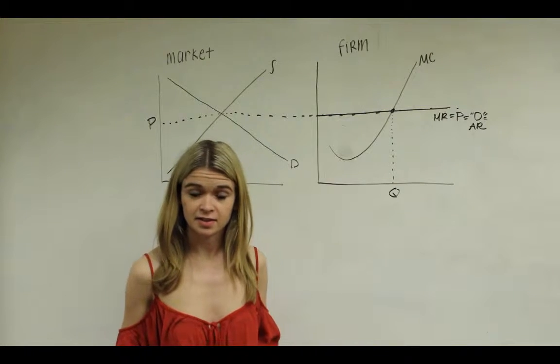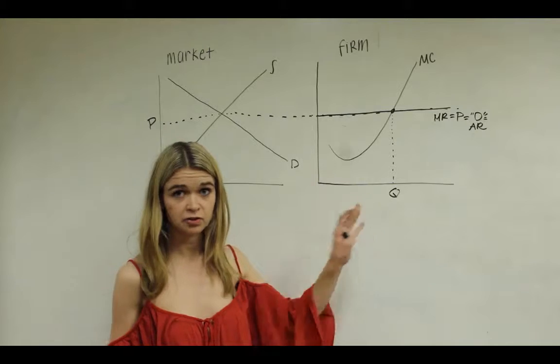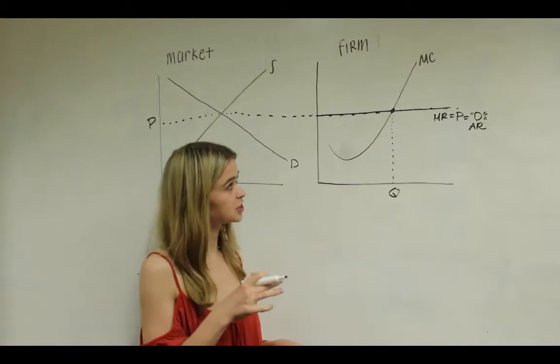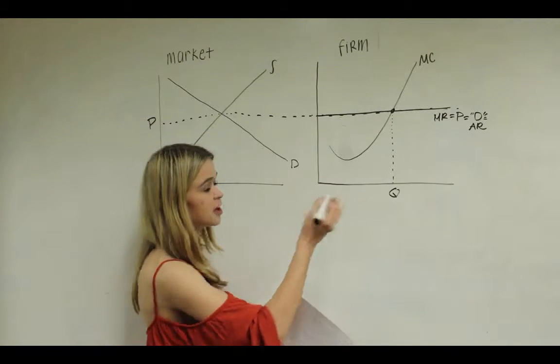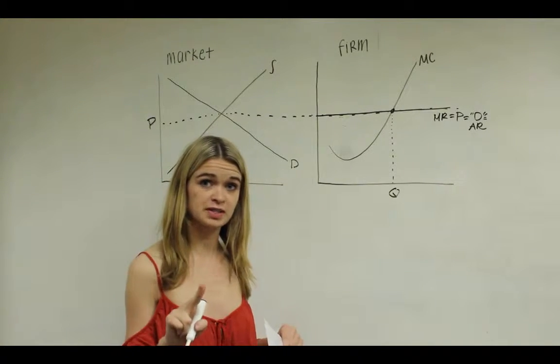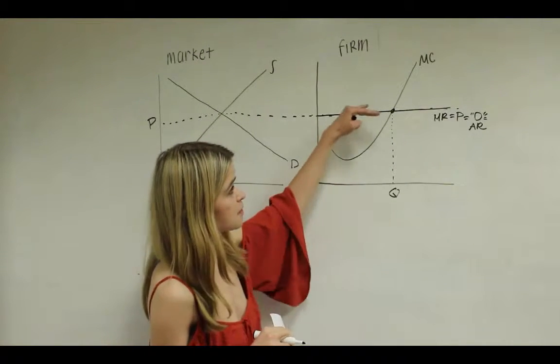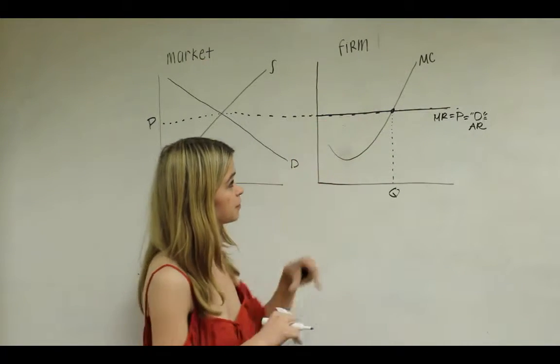And now we're going to add in some more curves. So it's going to get a little bit more convoluted, but don't worry, we're still working at this quantity. And we're going to start by drawing in our average total cost curve. So I'm going to go ahead and draw in two examples: one where our average total cost would be below our marginal revenue, and one where it would be above.